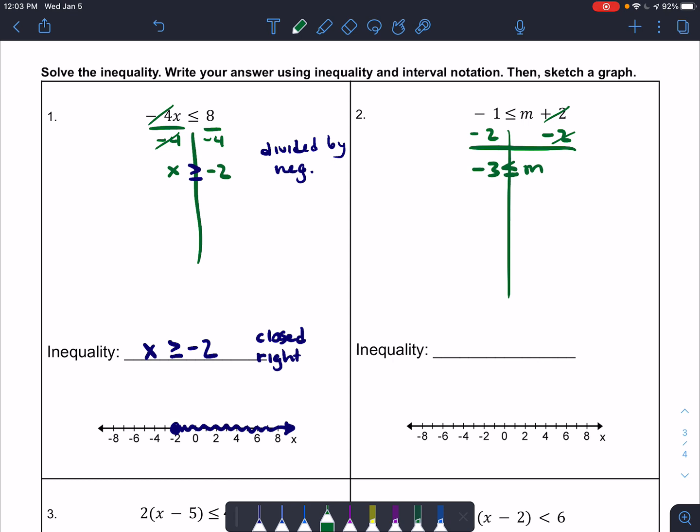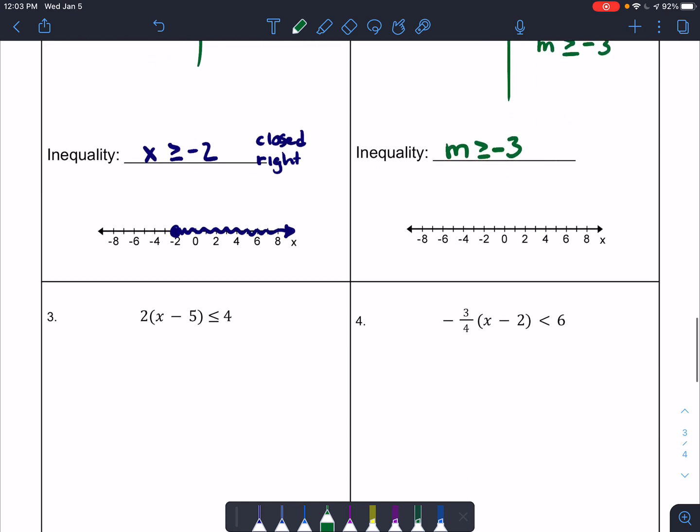Now what we do have to remember is we want to have our variable on the left side always. So I'm going to flip-flop from negative 3 is less than or equal to m, to m is greater than or equal to negative 3. So there's my answer. And now I must graph it. I'm going to mark negative 3. Because it is or equal to, it's a closed circle. So I fill in. Because it is greater than, I'm going to shade to the right. And there we have it.